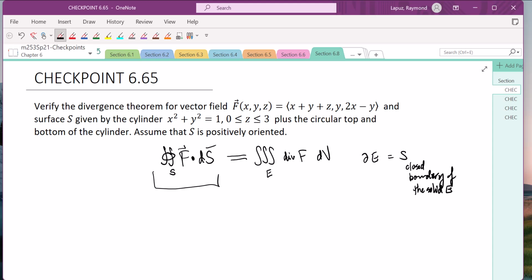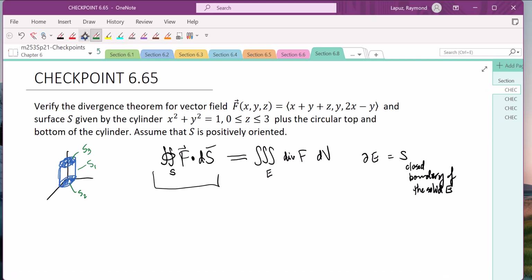Now let's take a look at this surface again. This is a cylinder, x squared plus y squared equal to 1, and that is going to go from 0 to 3. So this is your surface, and it has the top and the bottom closed off, and so E is the solid itself, where S is equal to this. Now if you were to do this directly, which is what they're asking us to do, we have to actually split this up into 3 different integrals. So let's say S1 is the cylinder itself, the sides, S2 is the bottom, and S3 is the top.